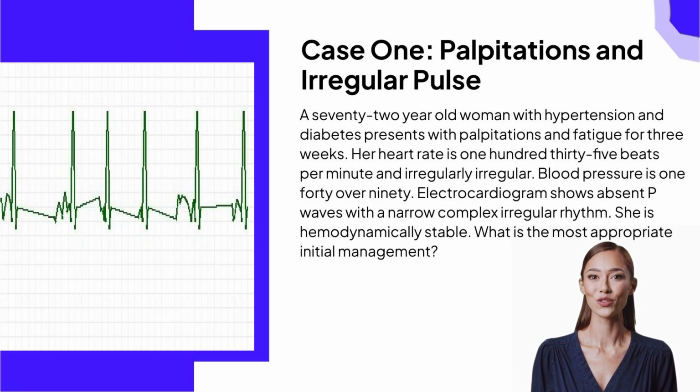A 72-year-old woman with hypertension and diabetes presents with palpitations and fatigue for 3 weeks. Her heart rate is 135 beats per minute and irregularly irregular. Blood pressure is 140/90. The electrocardiogram shows absent P waves with a narrow complex irregular rhythm. She is hemodynamically stable. What is the most appropriate initial management? Take a moment to think through this before we break it down together.